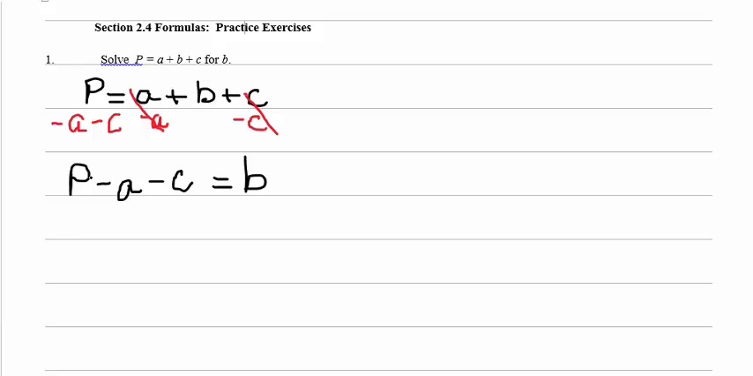So if you have P, A, and C, you would subtract A and subtract C from P in order to obtain the value of B. So this is our final answer.